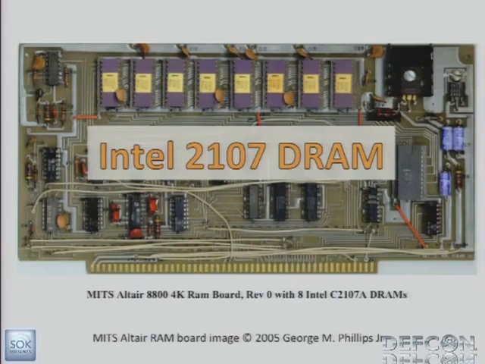Well, not quite. This is a RAM board from the MITS Altair 8800. The MITS Altair is actually a very famous computer. It ushered in the minicomputer revolution. Microsoft's first product was Altair BASIC. It helped launch the company. But we're not here to discuss that. What we're focused on is those purple chips at the top of this RAM board. Those are Intel 2107 series DRAM chips.